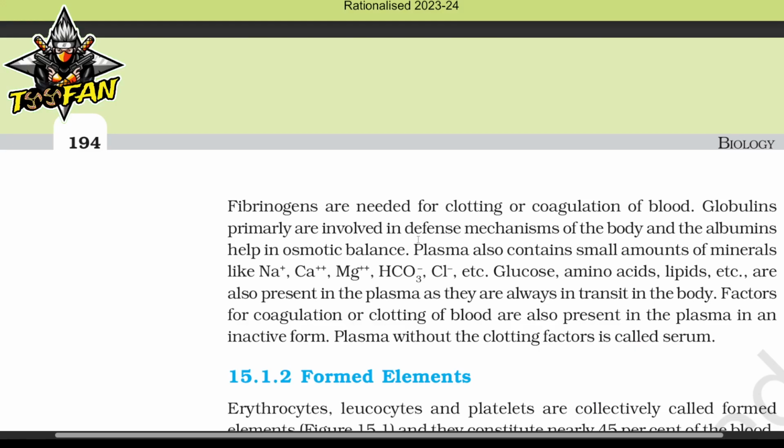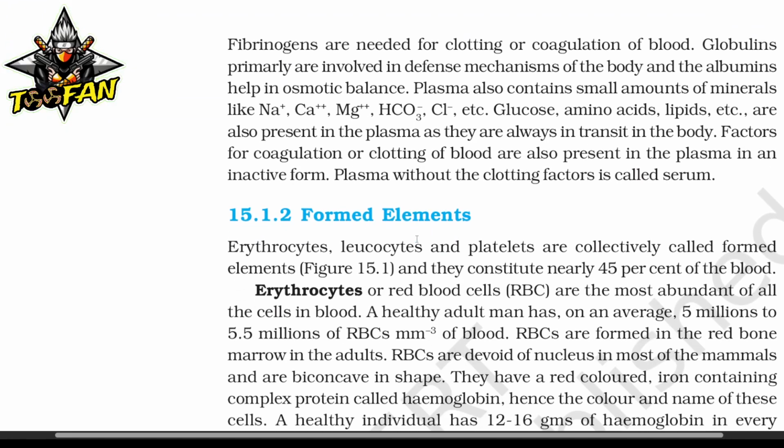Plasma also contains small amounts of minerals like sodium, calcium, magnesium, HCO3 and chlorine, etc. Glucose, amino acids, lipids, etc. are also present in plasma as they are always in transit in the body. Factors for coagulation or blood clotting are also present in plasma in an inactive form. Plasma without the clotting factors is called serum.